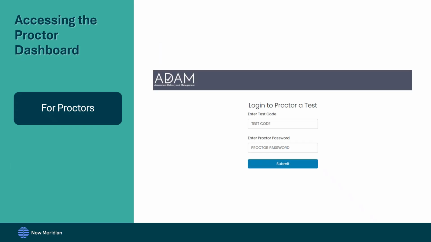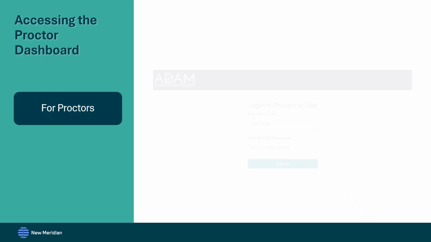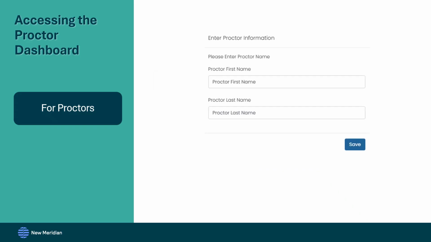The Proctor a Test option will open a dialog box where the test code and proctor code for a specific test session can be entered. Once the test code and proctor password have been entered, the next screen may prompt the proctor to enter their first and last name. Do so if prompted, and then click Save.